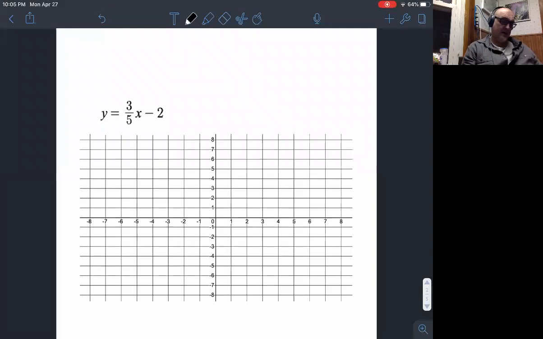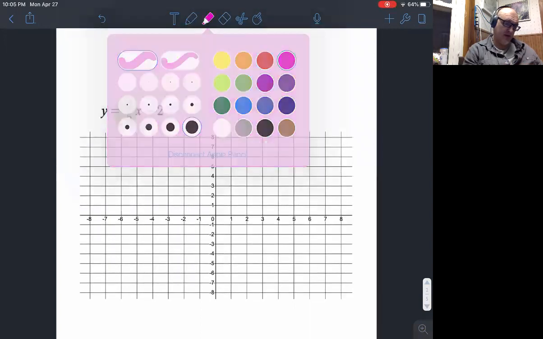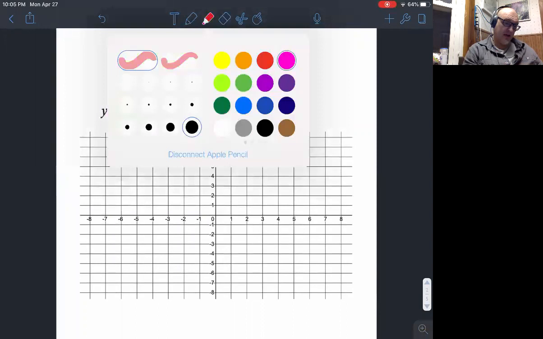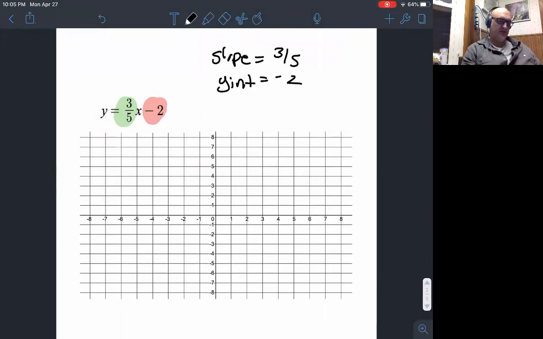So here's another one: y equals 3/5 x minus 2. So we identify the slope, and we identify the y-intercept. In this case, our slope is 3/5, and our y-intercept is negative 2. So just to show you how quick this can go, we begin at the y-intercept.